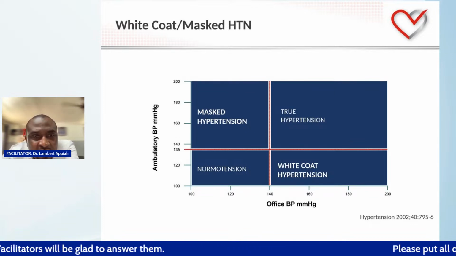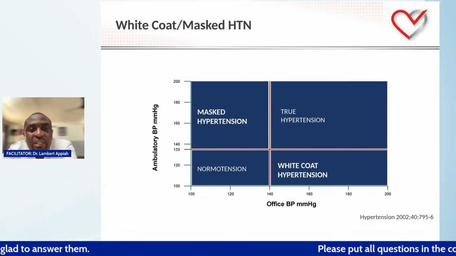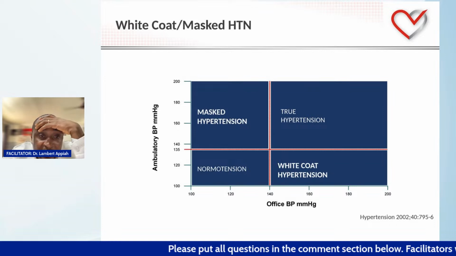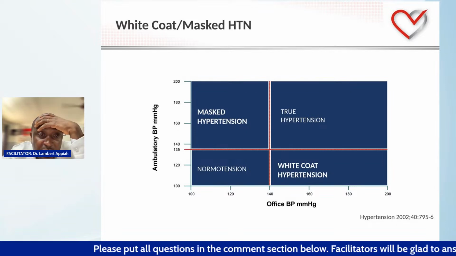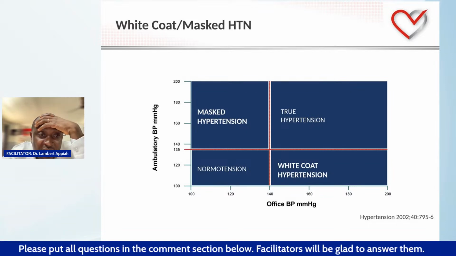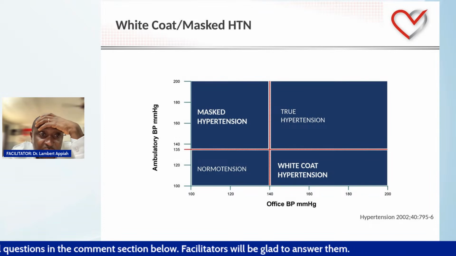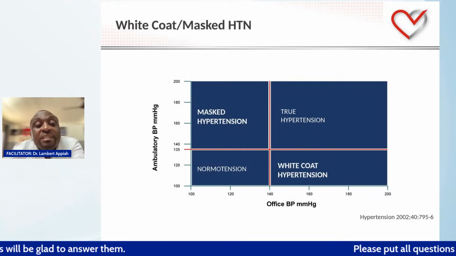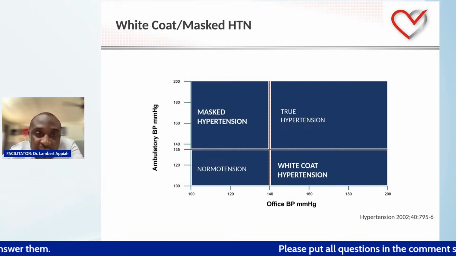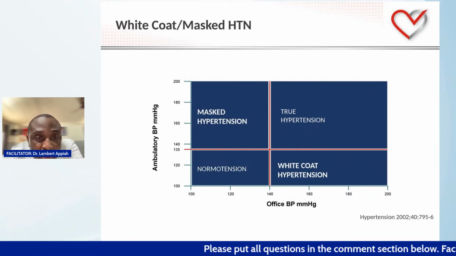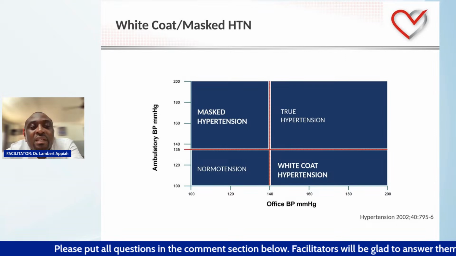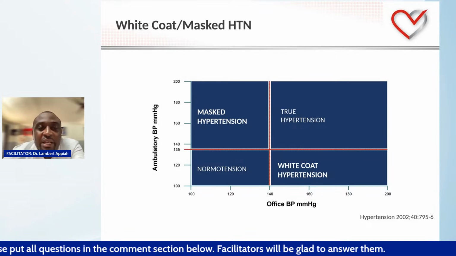If it's the case that the patient comes to the hospital and the blood pressure is normal, you do an ambulatory blood pressure reading and the reading is high, but in the office, the blood pressures are low, then you consider this patient as having masked hypertension. Of course, if you did both office and it's less than 140, you did ambulatory and it's less than 135, then this patient is normotensive.